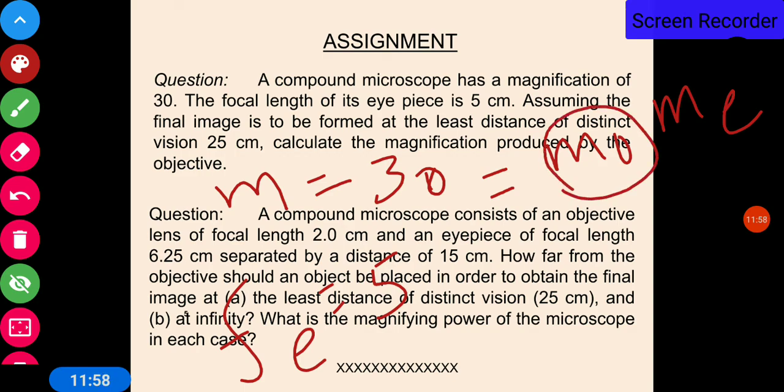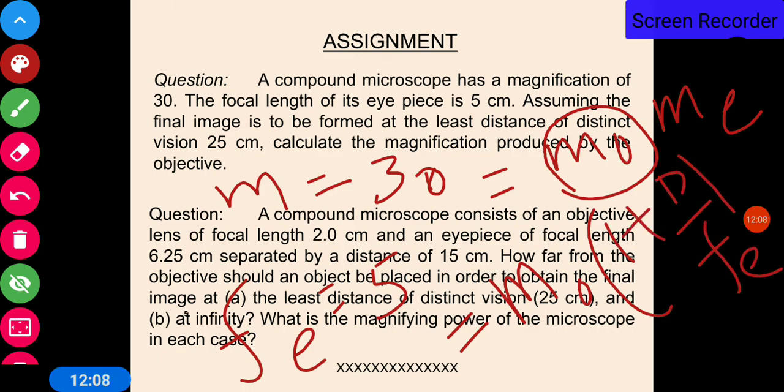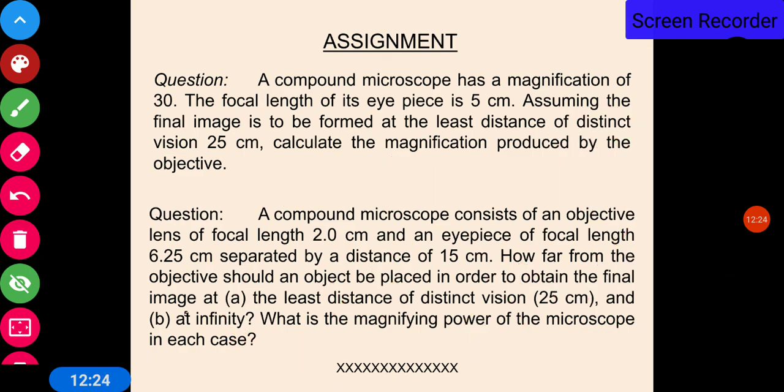That means we have to find MO, and so we will use this formula, that is 1 plus D upon FE. D is equal to 25, FE is equal to 5. So this will reduce to 25 upon 5, that is 5, 5 plus 1 is 6, and 6 MO is equal to 30, so MO will be 5. So in this way we can solve the first question. Second question is from the NCERT textbook. Read it carefully. Try to solve it yourself. Thank you.